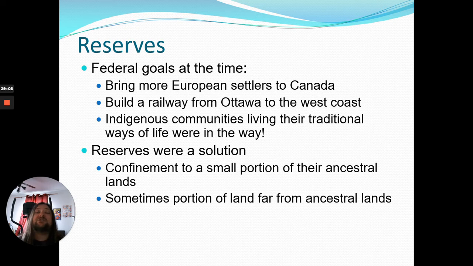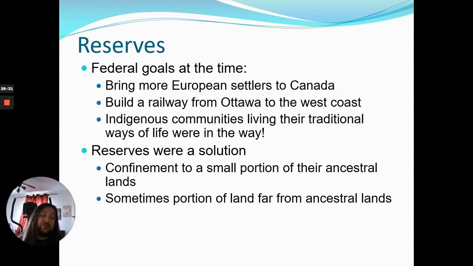So reserves were a solution to what the federal government saw as a problem, the so-called Indian problem that we talked about before. By confining First Nations people to a small portion of their ancestral lands, they could grab a lot of those lands, which they had already started to do with those treaties.